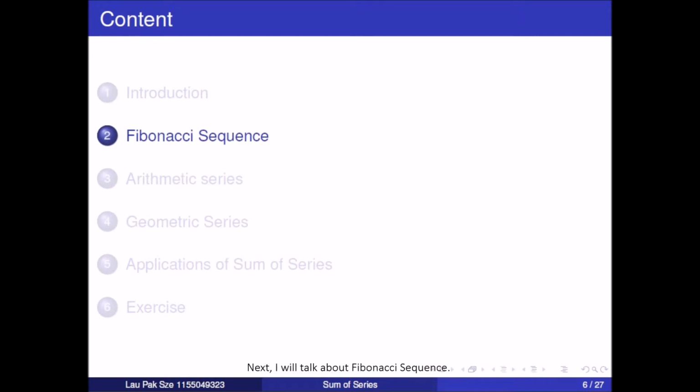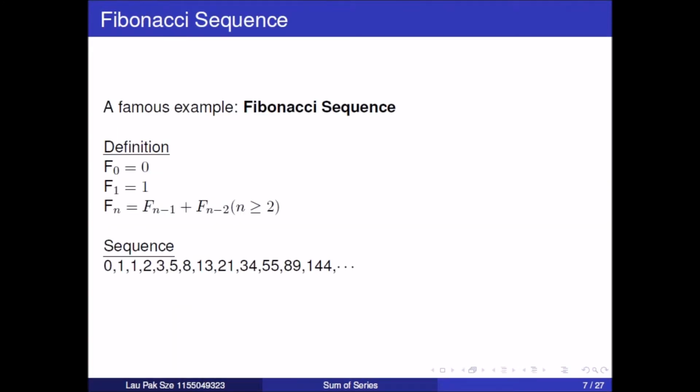Next, I will talk about the Fibonacci sequence. It is a famous example. The definition is that f0 is equal to 0, f1 is equal to 1, and fn is equal to fn minus 1 plus fn minus 2, where n is larger than or equal to 2. So here, we have a sequence 0, 1, 1, 2, 3, 5, 8, 13, 21, 34, 55, etc.